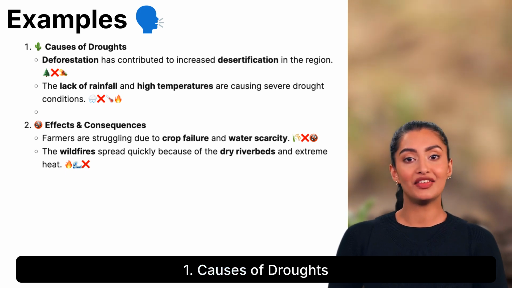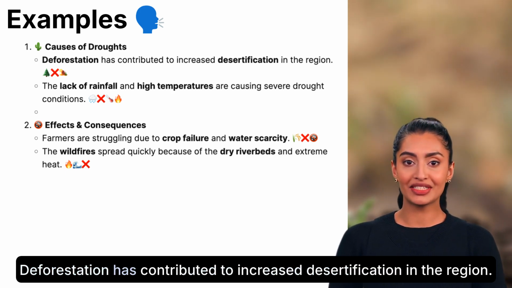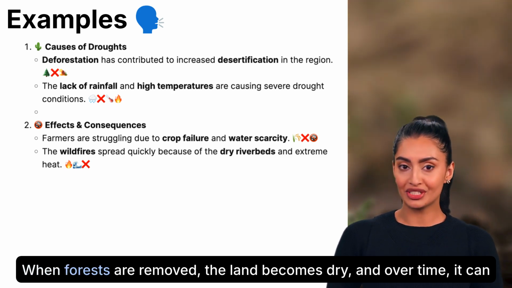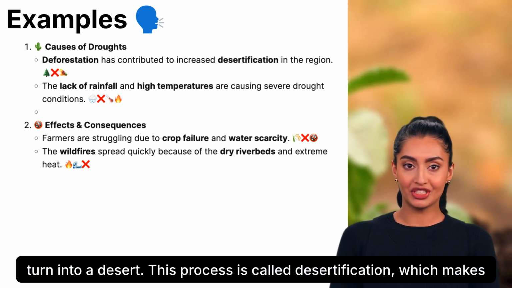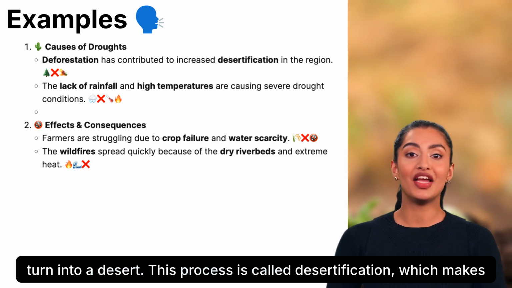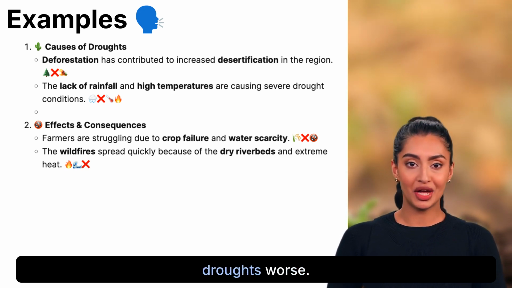1. Causes of droughts. Deforestation has contributed to increased desertification in the region. When forests are removed, the land becomes dry, and over time, it can turn into a desert. This process is called desertification, which makes droughts worse.